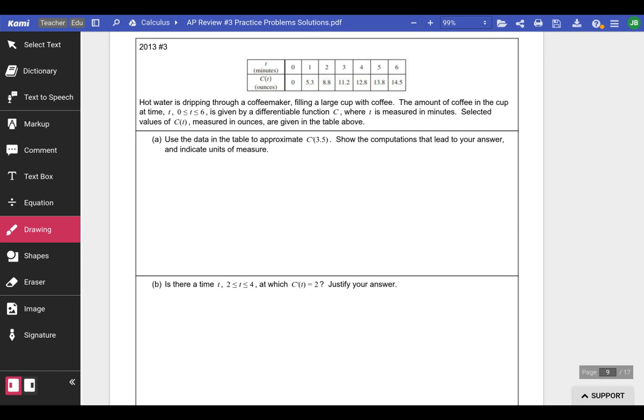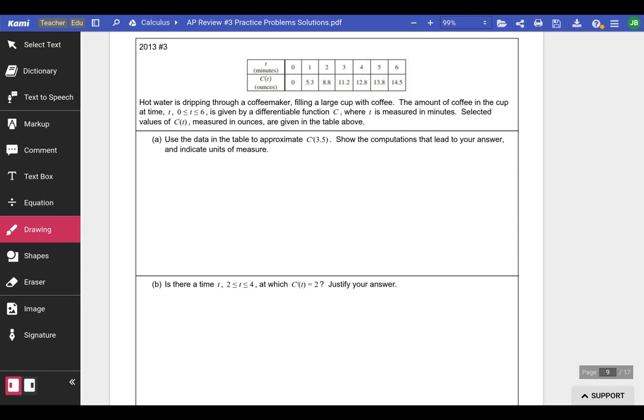Everyone, this video is going to go through question number 3 from the 2013 AP exam. We have a table of values for the number of ounces in a cup of coffee over a given interval of time. The first thing we're asked is to use the data in the table to approximate the instantaneous rate of change at 3.5. To do that, we're going to use an average rate of change.